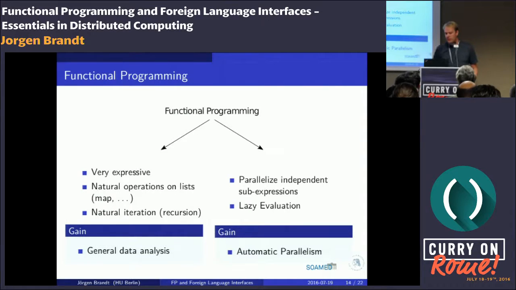And the other thing we get from functional programming is that if we can assume that all subtasks, the subfunctions, are side effect free, then we can parallelize the independent parts of a functional expression. And if we additionally don't execute each and every expression as soon as we get it, but try to collect as many expressions as we can before actually computing one, so lazy evaluation, then what we can get is automatic parallelism, and this is something we want to use in data analysis.